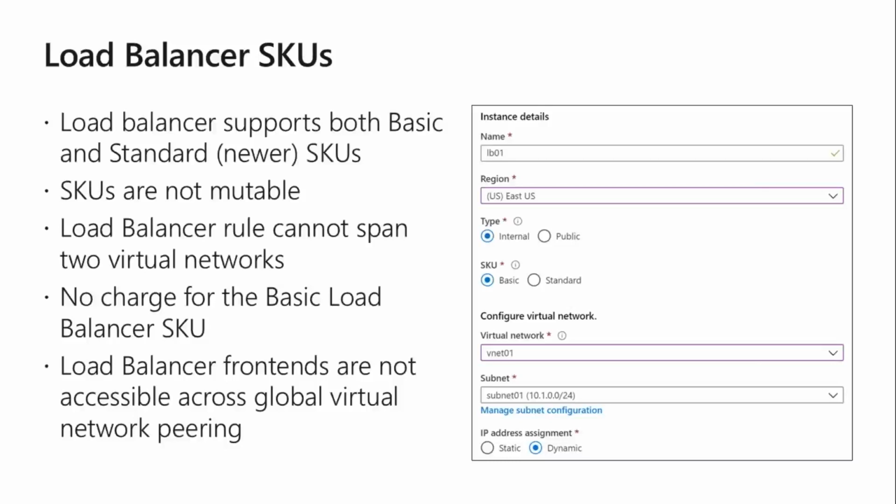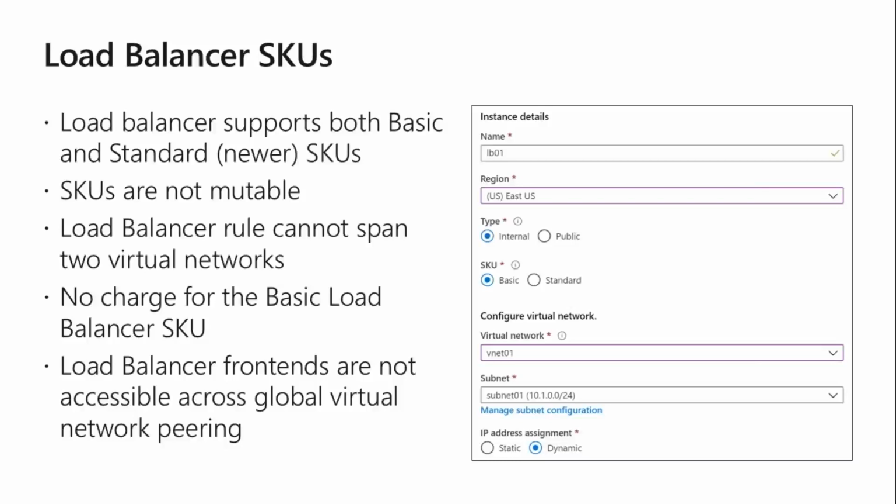Basic load balancer is supporting only one VM, individual VM, only one availability set, or only one VM scale set. This availability set and VM scale set we will discuss later. Just to understand, availability set and VM scale set is a pool of VMs that we can add as a pool or as a backend to the load balancer. So that is a basic load balancer concept.